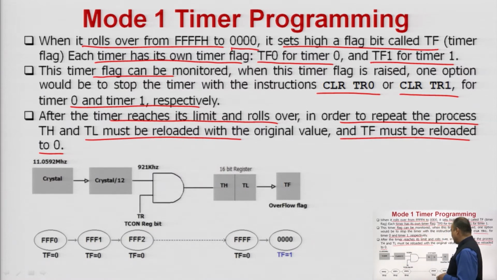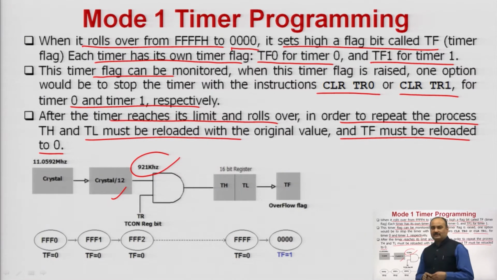With the help of this diagram we can explain the mode 1 timer programming. Here the crystal oscillator is used to generate a frequency of 11.0592 megahertz. This crystal frequency is divided by 12 and the resulting frequency is 921 kilohertz, which is the input frequency for the timer operation of the 8051. So this frequency is needed for the timer operation.